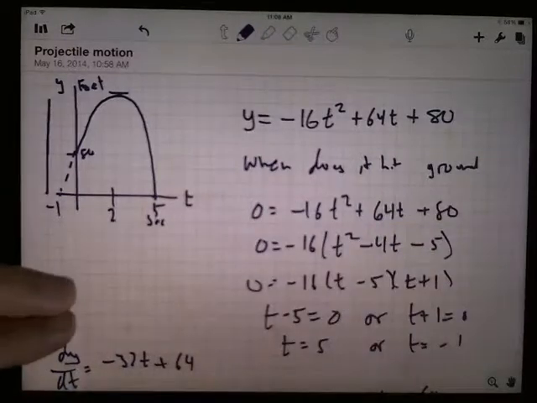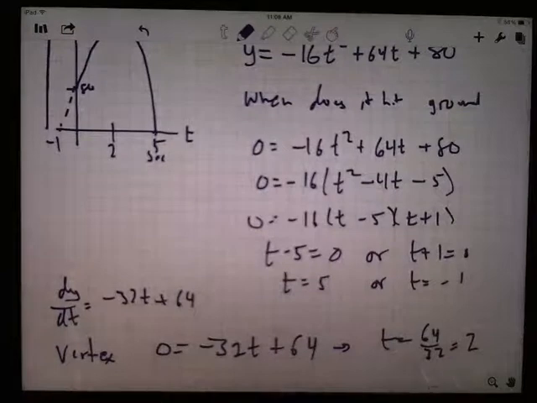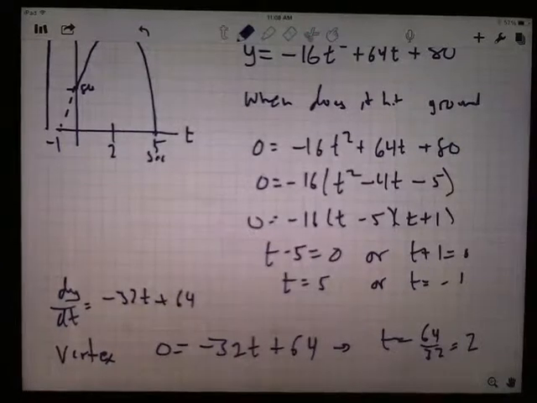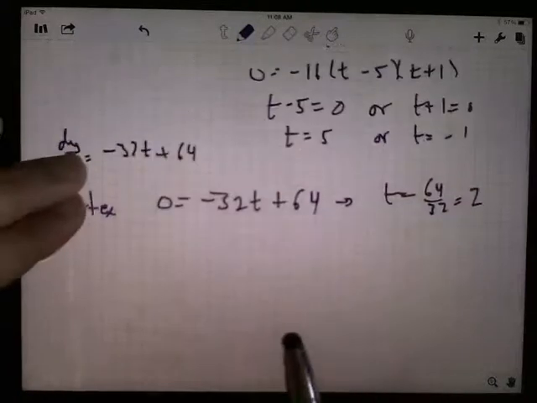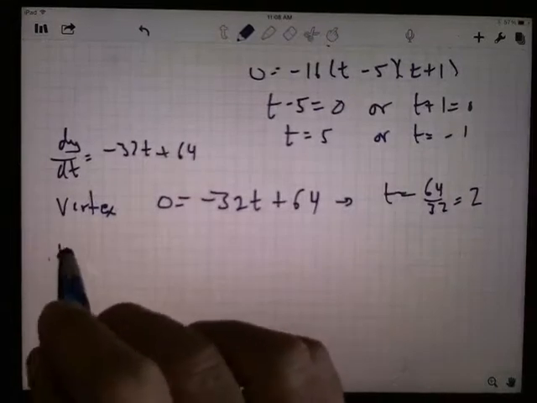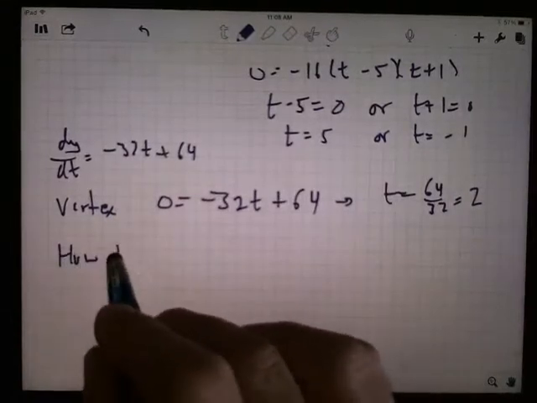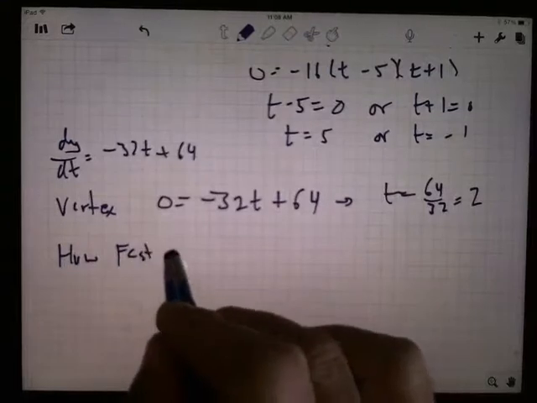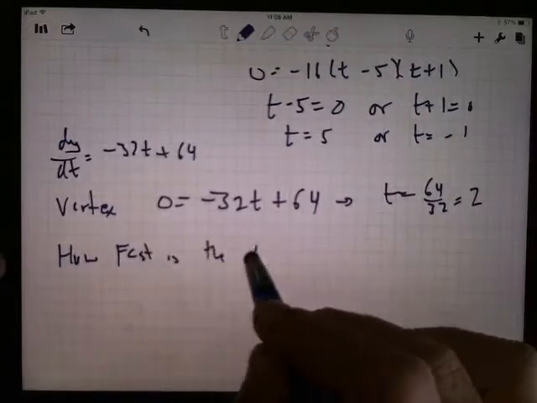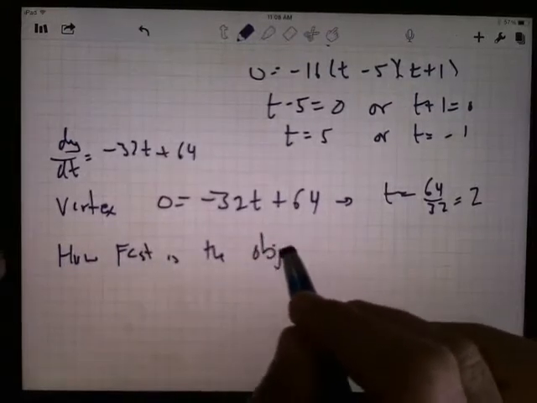So this is a question that you probably were asked back in an algebra class, but we have a much quicker way of getting to it now that we have the notion of derivatives. More so, there are questions now that I can ask that I never was able to ask before. I could ask something like, how fast is the object moving when it hits the ground?